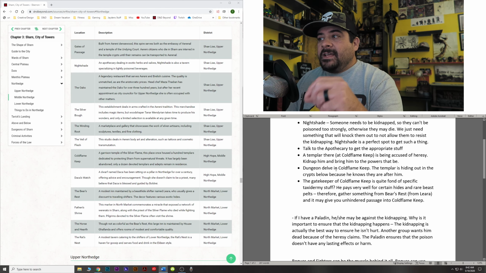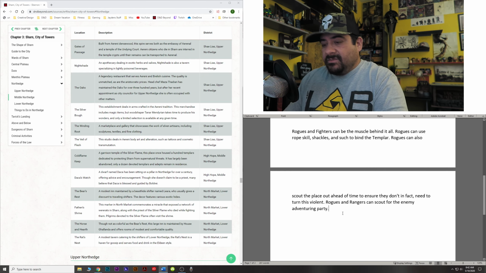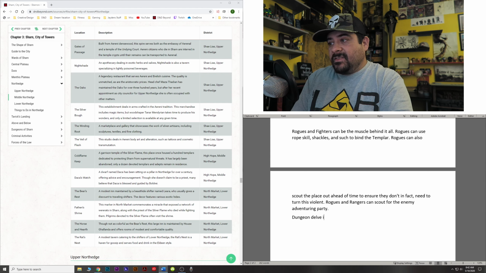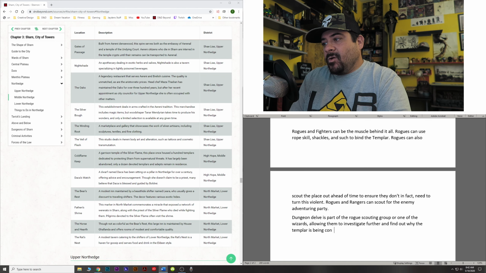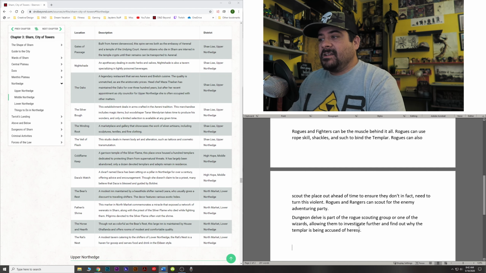The Dungeon Delve at Cold Flame Keep, right? We can attach that. The Dungeon Delve is part of the rogue scouting group or one of the wizards, allowing them to investigate further and find out why the Templar is being convicted or being accused of heresy. Something to that effect. Okay?